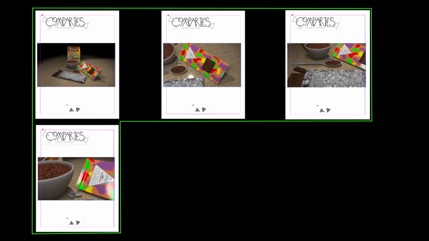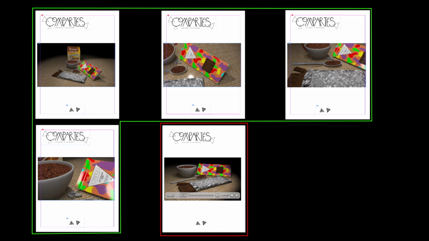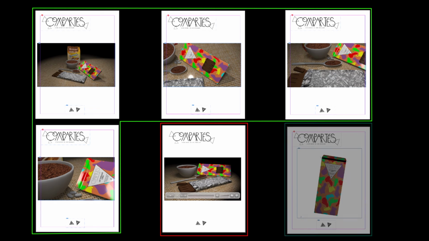This tutorial will cover creating our final 6-page interactive PDF comprised of 4 still images, 1 MP4 animation, and the interactive 3D virtual model.